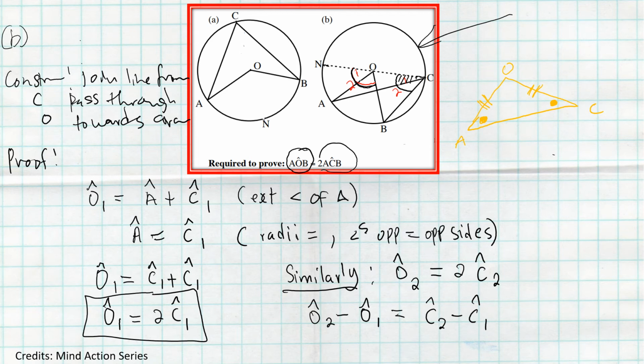Okay, so what is O2 minus O1? It is angle AOB, right? It is angle AOB.